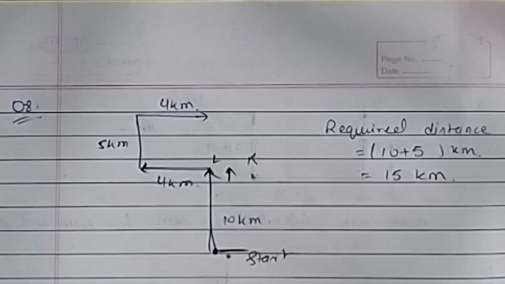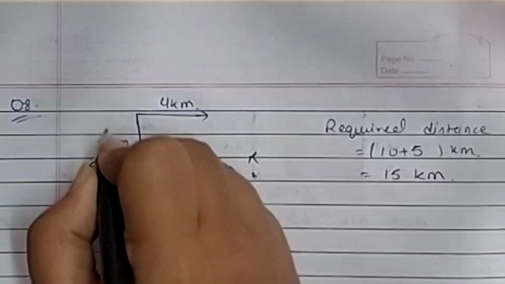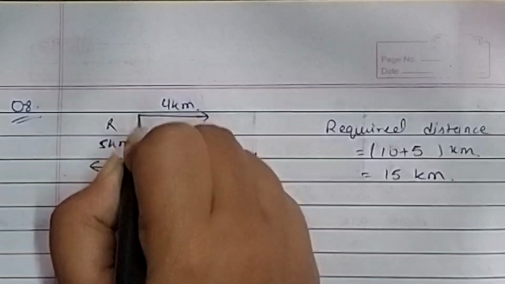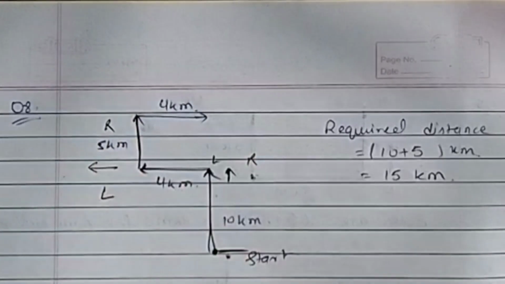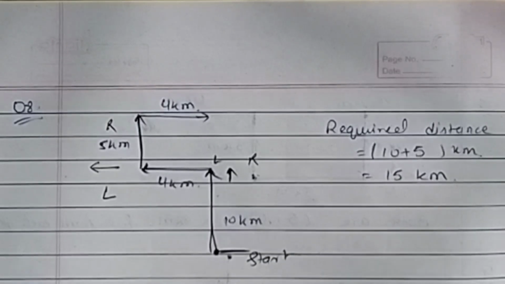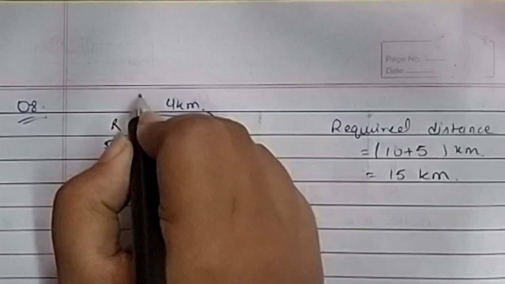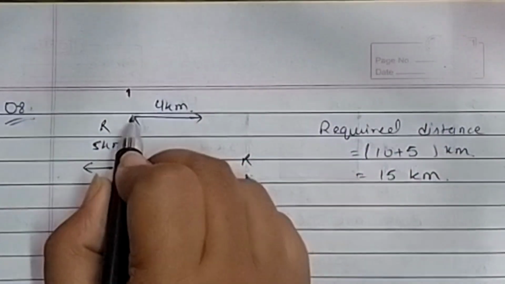Then he turns right and covers 5 kilometers. So facing this way, right will be like this, left will be like this. So he took a right turn and covered a 5 kilometer journey. Then he turns right again and travels for another 4 kilometers. So facing this north direction, we know that this is right.